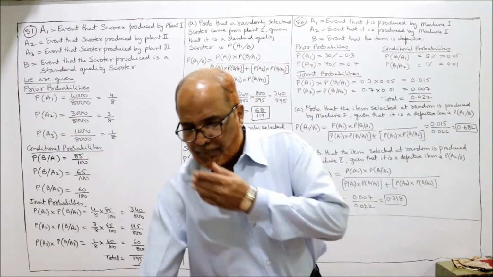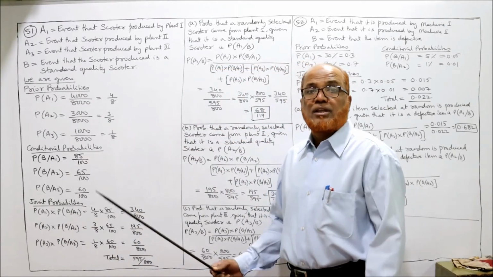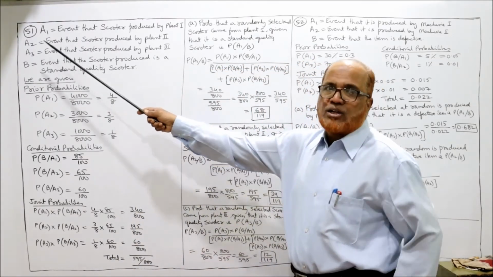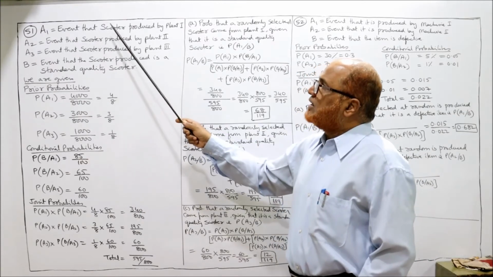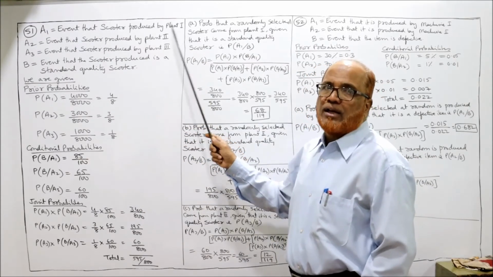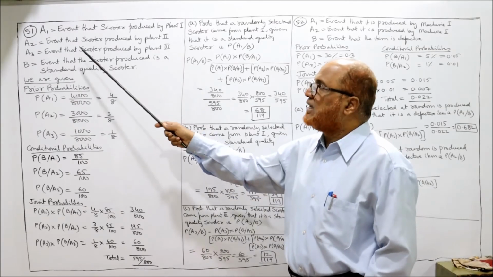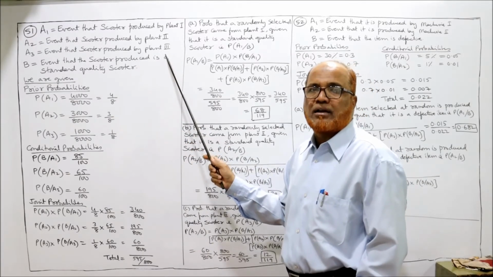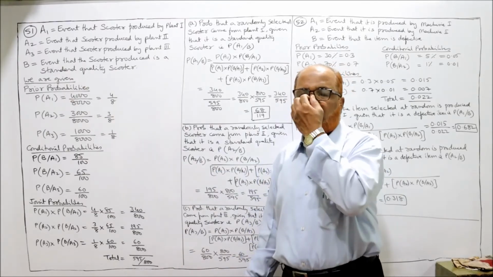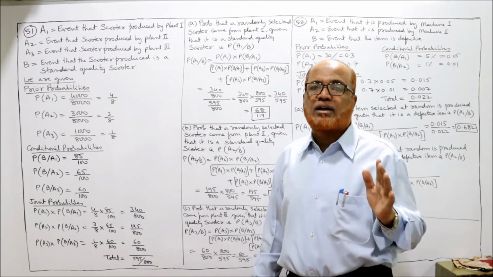Now, we'll put the information given in the problem in notational form. A1 is the event that the scooter is produced by plant 1. A2 is the event that the scooter is produced by plant 2. A3 is the event that the scooter is produced by plant 3. And B is the event that the scooter is of better quality.